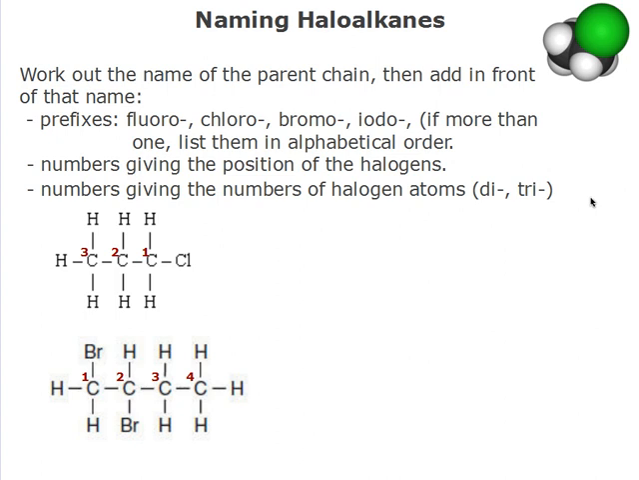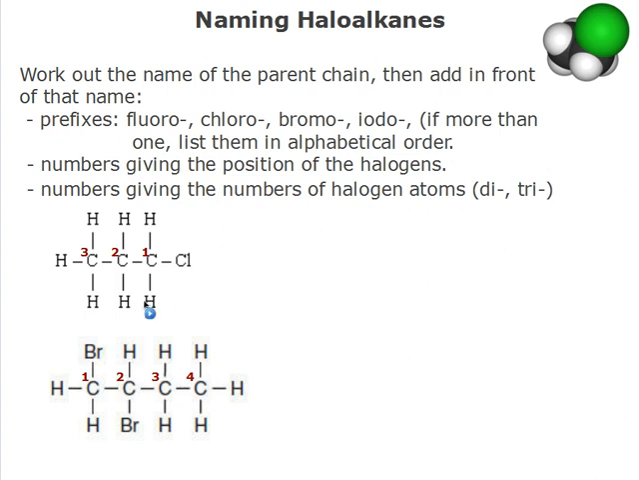Then we need to number our parent chain, as we often do, giving the positions of the halogens. Now the halogens need to have the lowest number possible if they're the only functional group in the structure. The number of the halogens can be indicated as well. So if you have more than one halogen, you need to use di in front of the prefix for the halogen, or tri for 3, tetra for 4, and so on.